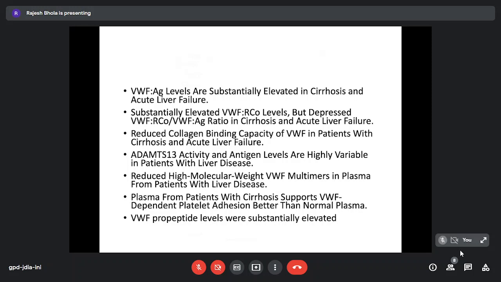Fourth, ADAMTS13 activity and antigen levels are highly variable, but mostly they are reduced in quantity. And there is a reduction in high molecular weight von Willebrand factor multimers in the plasma from patients with liver disease, so most of the multimers are reduced in quantity. The plasma from cirrhotic patients also supports von Willebrand factor dependent platelet adhesion, and that is better in comparison to normal plasma. And von Willebrand factor propeptide levels are substantially elevated in chronic liver disease, indicating that more and more von Willebrand factor is getting synthesized.